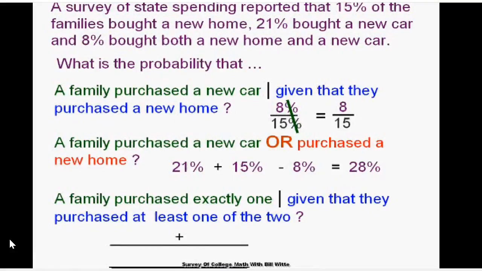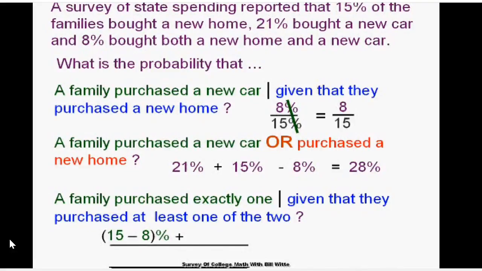The probability that they purchased exactly just a house is going to be 15 minus 8. Now, why do I say 15 minus 8? Well, 15% of them bought a new home. 8% of them bought both. So if I subtract 15 minus 8, I'll get the ones that bought a new home but didn't buy both. In other words, they only bought a new home.